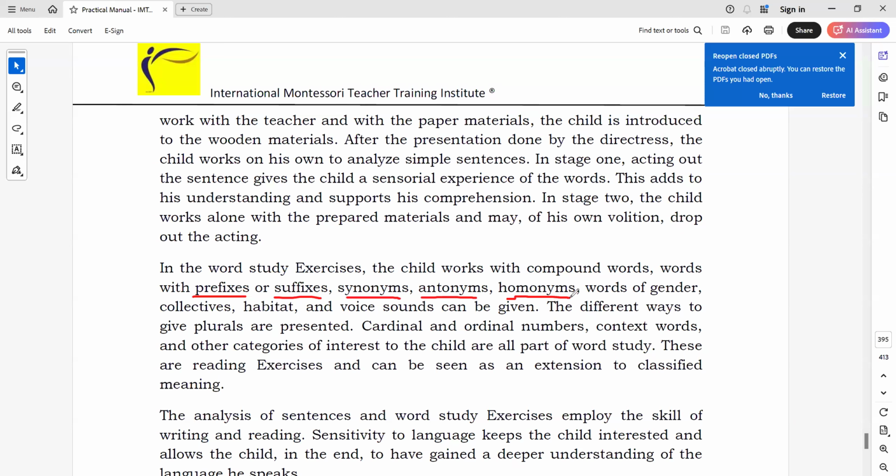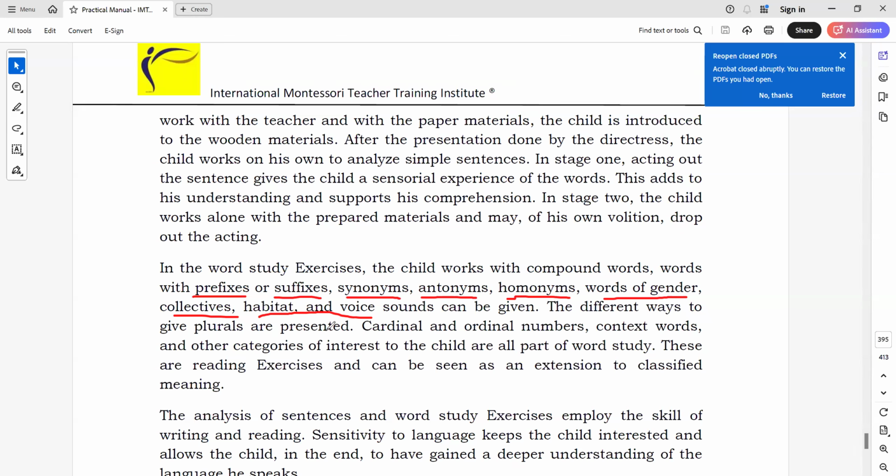Does it have a homonym? Or does it have words of gender? Or is it a collective noun? What is the sound of every particular spelling in that? Some of them will have a long sound. Some of the words will have a short sound.